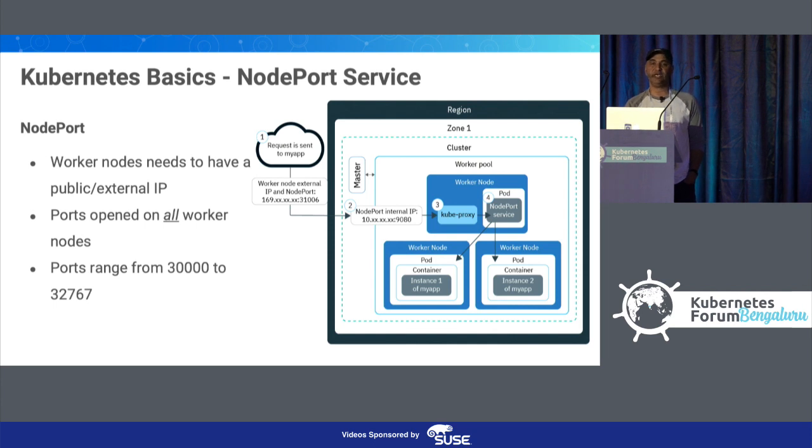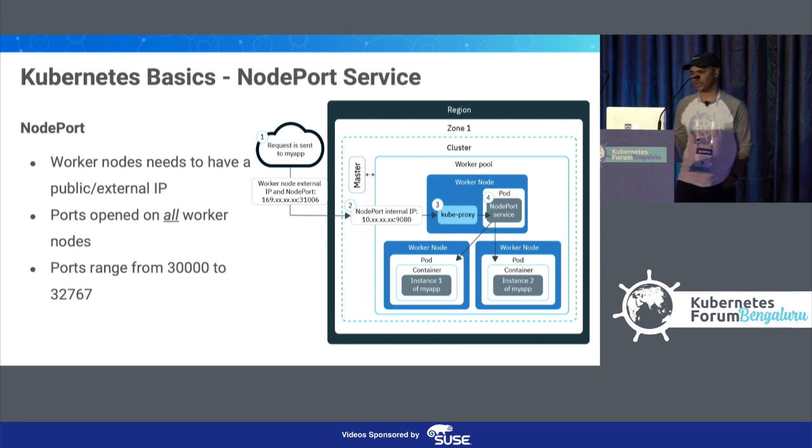So let's see what a NodePort service is. A NodePort service opens a port on the nodes of the cluster, and when the client wants to connect, it needs to know the public IP along with the port of your service to reach your backend applications. The port range 30,000 to 32,767 is allocated for this, and all the workers should have a public IP and open these ports in order to communicate.